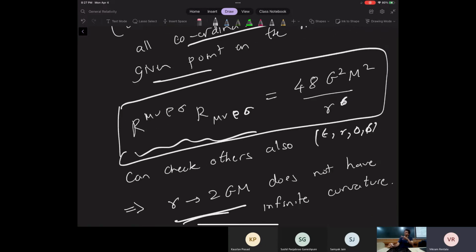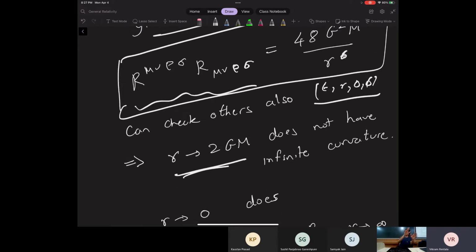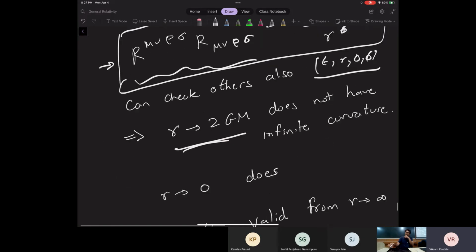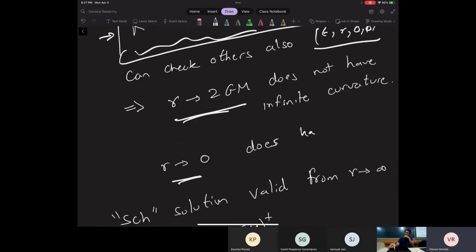Which means in principle I should be able to go beyond r equal to 2GM by a suitable change of coordinates. Now, strictly speaking, you should not use the coordinates t, r, theta, phi to go beyond r equal to 2GM. You should change your coordinates. But suppose we don't change our coordinates and we still go to r equal to 0. You can see that you would run into a problem: at r equal to 0, the curvature would become infinite. At r equal to 0, the Schwarzschild solution does have infinite curvature.